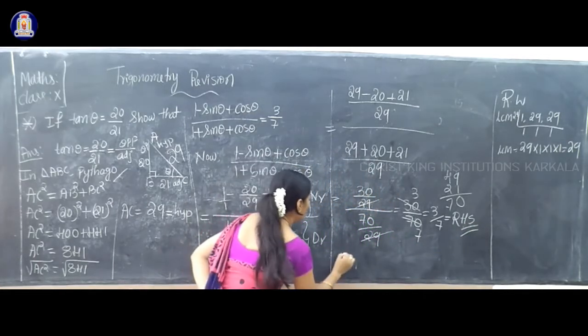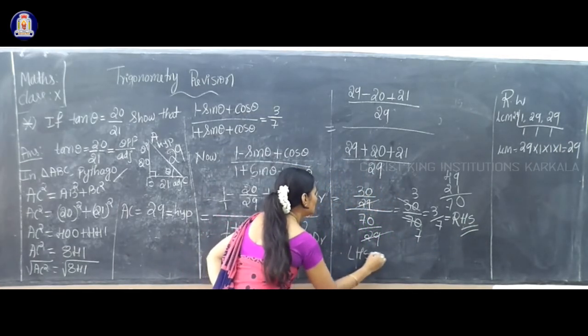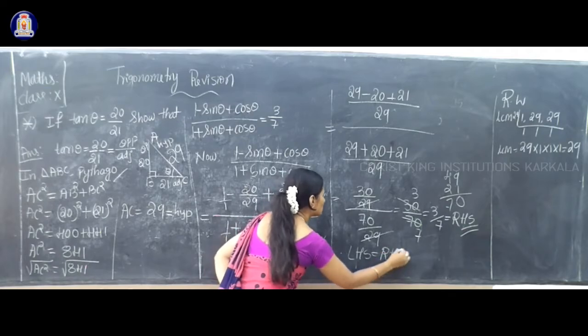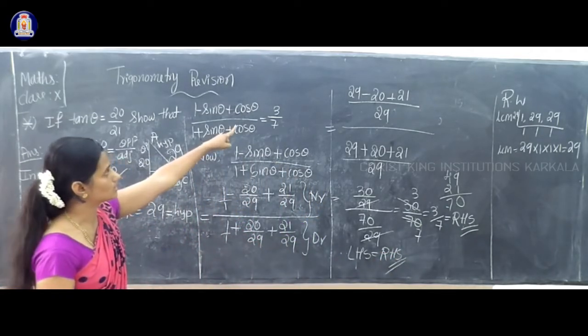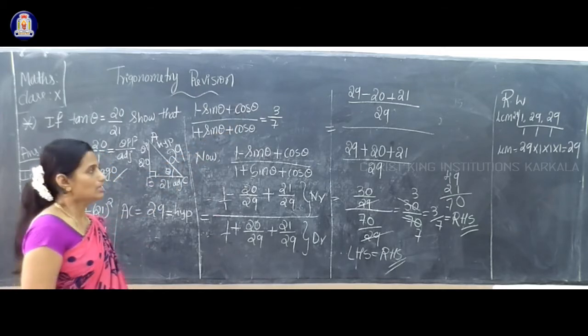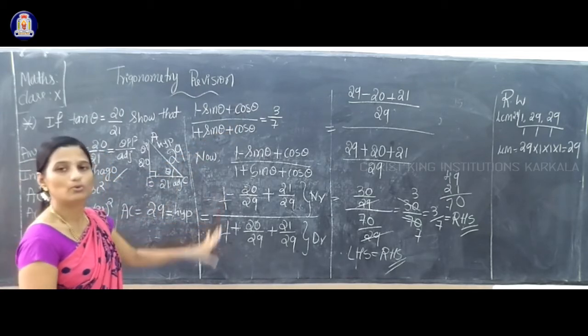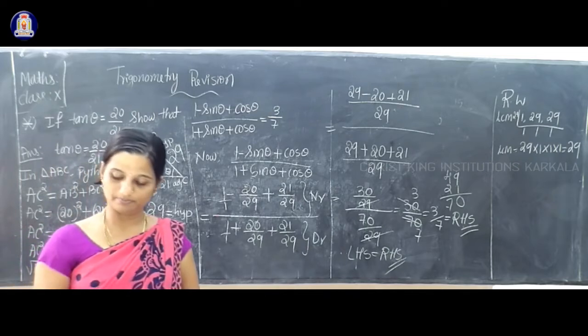So therefore, LHS side is equal to RHS side. So we got 3 by 7. The main thing here is that you know how to take the LCM.